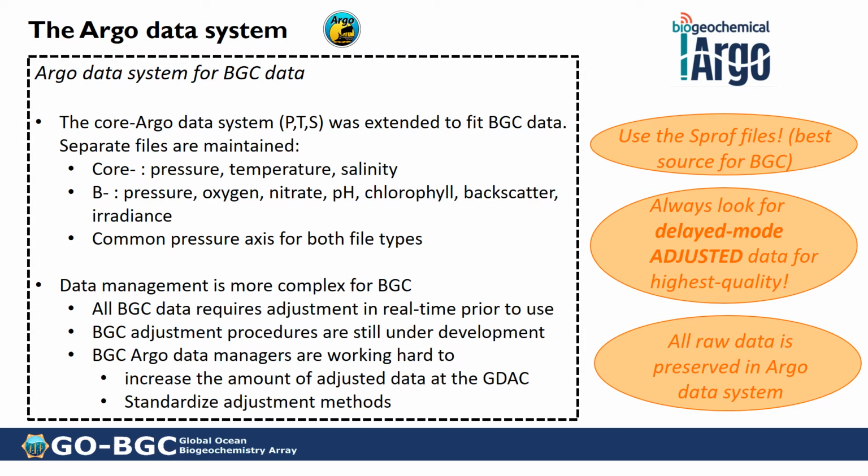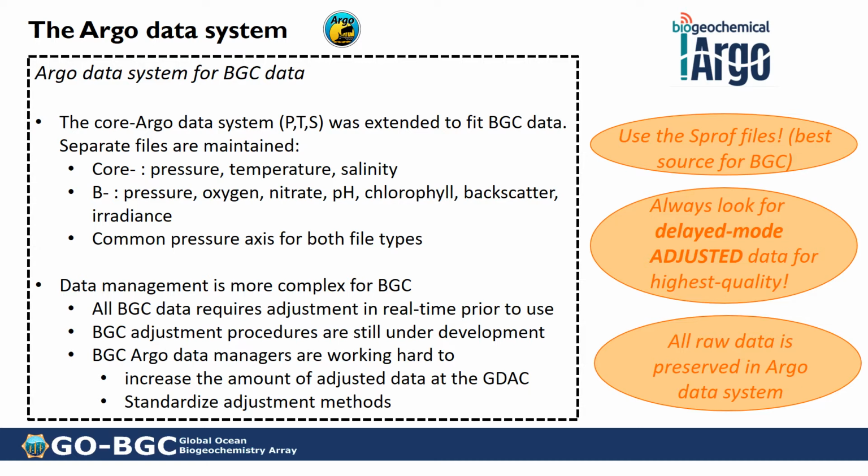It's important to note that data management is quite a bit more complex for BGC data. All BGC data requires adjustment in real time prior to use. This is not the case for core data, where much of the data, temperature and salinity data, is fit for scientific applications without adjustment. BGC adjustment procedures are still under development, and BGC Argo data managers are really working hard to increase the amount of adjusted data at the GDACs and to standardize adjustment methods across DACs so that we can more quickly get the highest quality data out to the users.